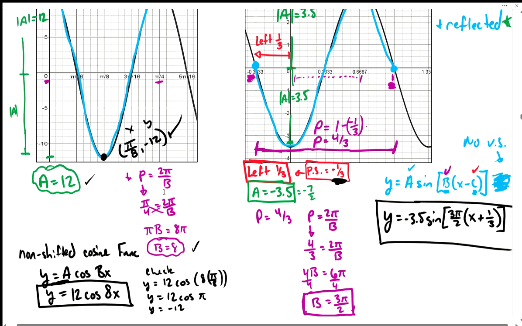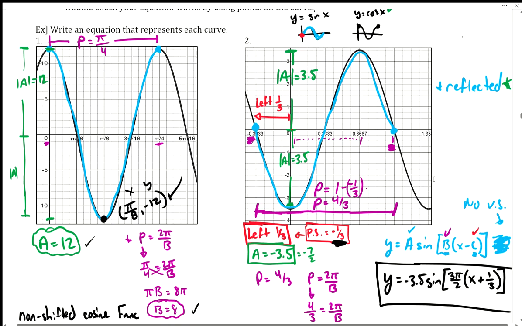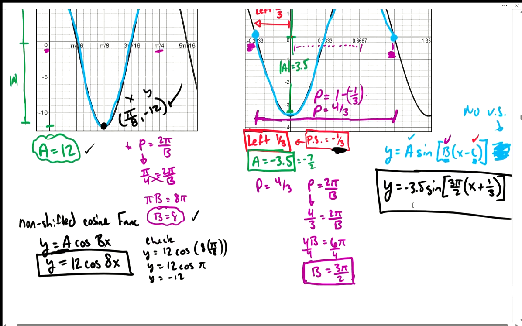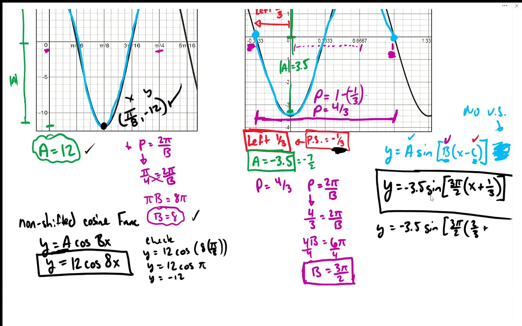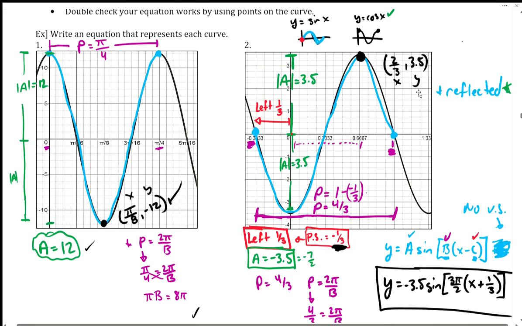And like the last problem, once you have the function, if you want to double check, so for instance, I'm going to choose this point up here. So this point is, so 0.6667 is 2/3. And then the y coordinate should be 3.5. Okay, so that's an x coordinate and y coordinate. So if I plug 2/3 in to this equation for x, so let's get it, sine 3 pi halves, and then 2/3 plus 1/3. So if I plug that in, which I just did, I should get y is 3.5.